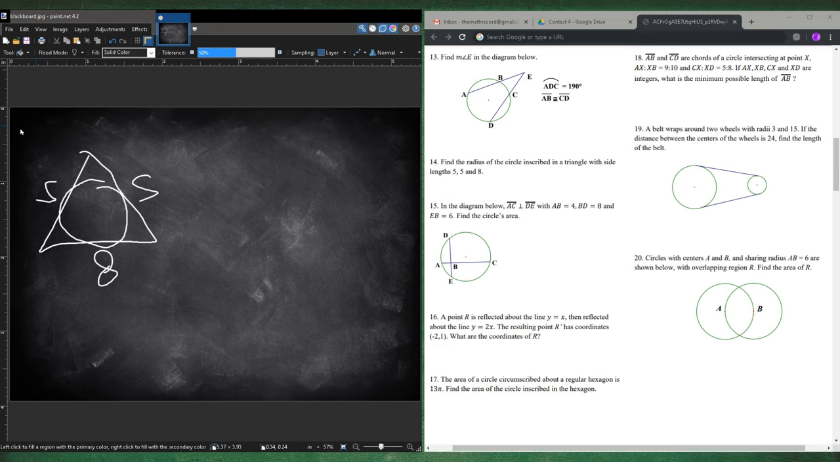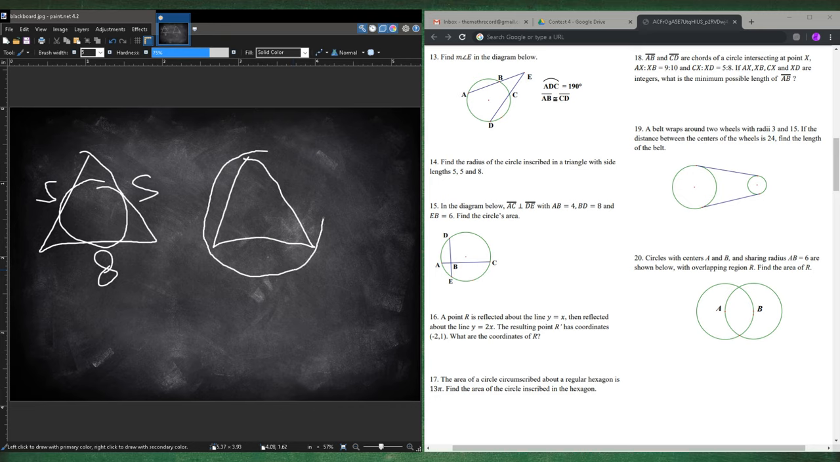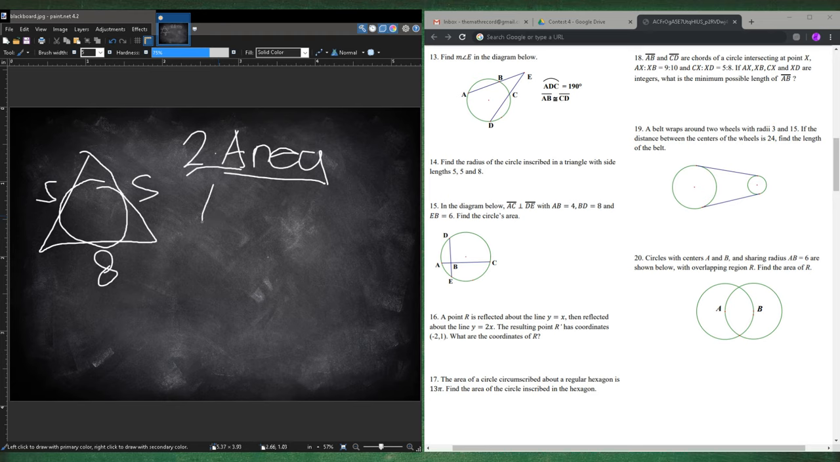There are two types: the inscribed circle and the circumscribed circle. An inscribed circle is when a circle is inside the triangle, and a circumscribed circle is when the circle is outside but goes through every single vertex of the triangle. For inscribed, it's pretty easy. It's basically two times the area of the triangle over its perimeter. Or you could just say area over its semi-perimeter, because that also makes sense.